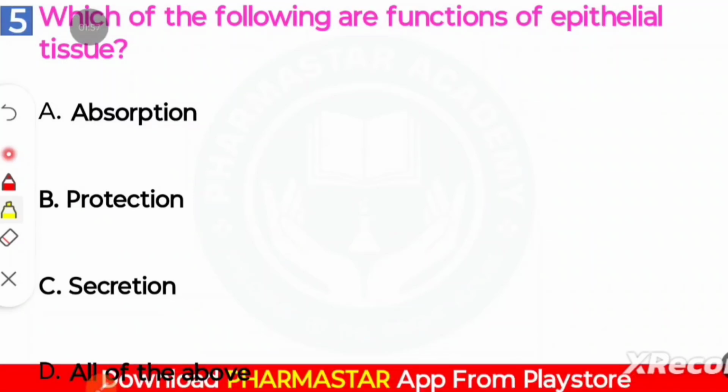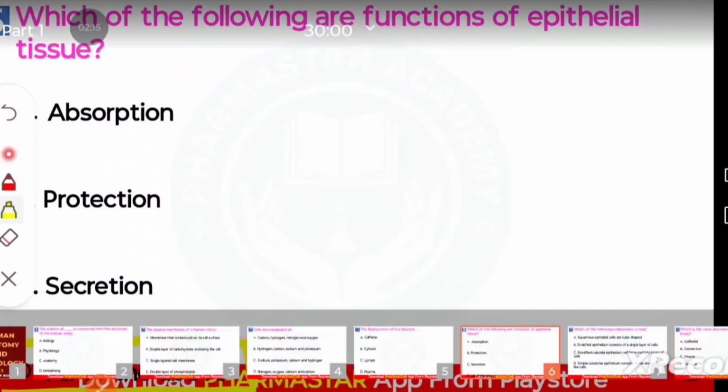Next question. Which of the following are functions of epithelial tissue? Option A absorption, B protection, C secretion, D all of the above. The correct answer is option D, all of the above. Absorption, protection, secretion, all of the above are the functions of the epithelial tissue.